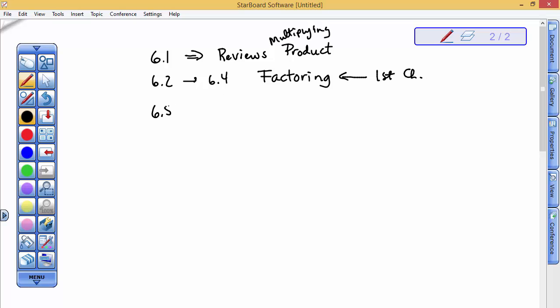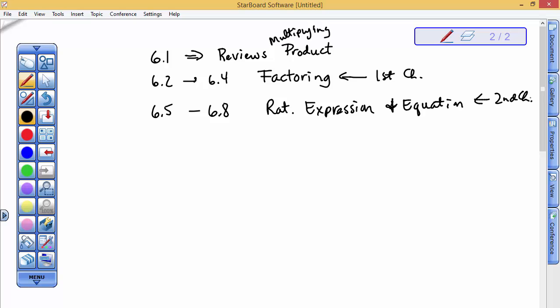And then in sections 5 through 8, we study rational expressions and equations. Those are fractions, but they're algebraic fractions. I kind of call that the second chapter of Chapter 6. So that's kind of where we're going. So the first segment here is just going to be a quick review.